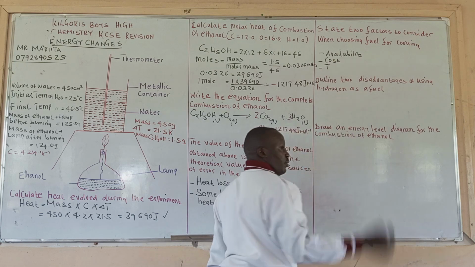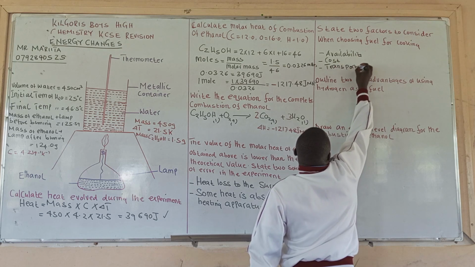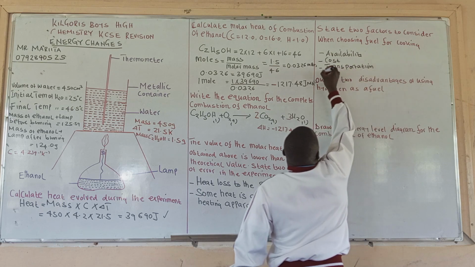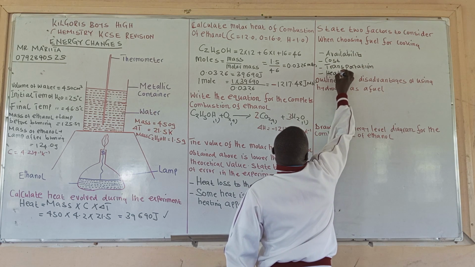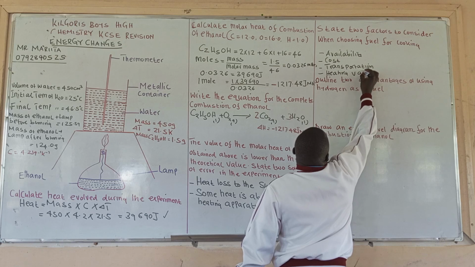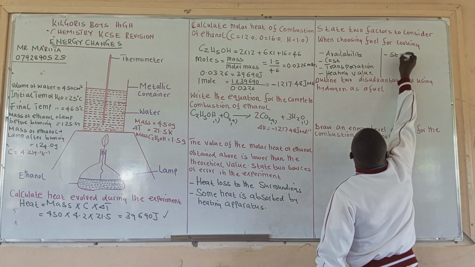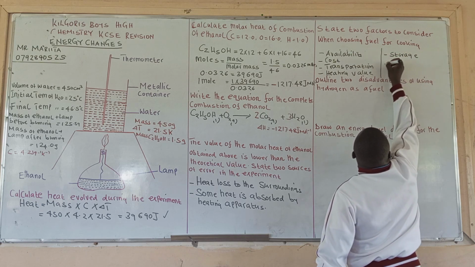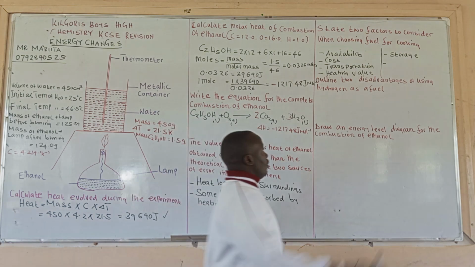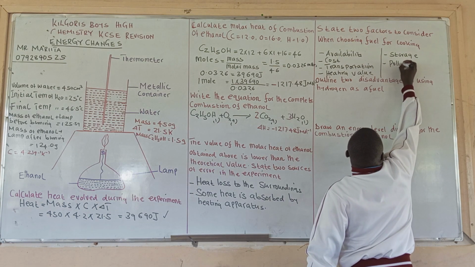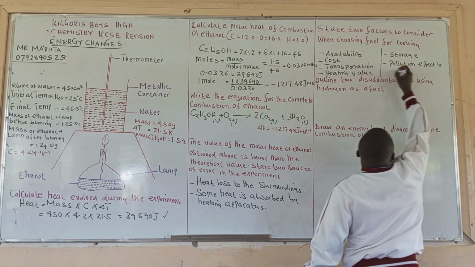You talk of how you can transport that charcoal. So you talk of transportation. Then you can also talk of the heating value. So it's another factor. There are so many factors. You can also talk of storage. And also, after talking of this, you can also talk about the pollution effect to the environment.